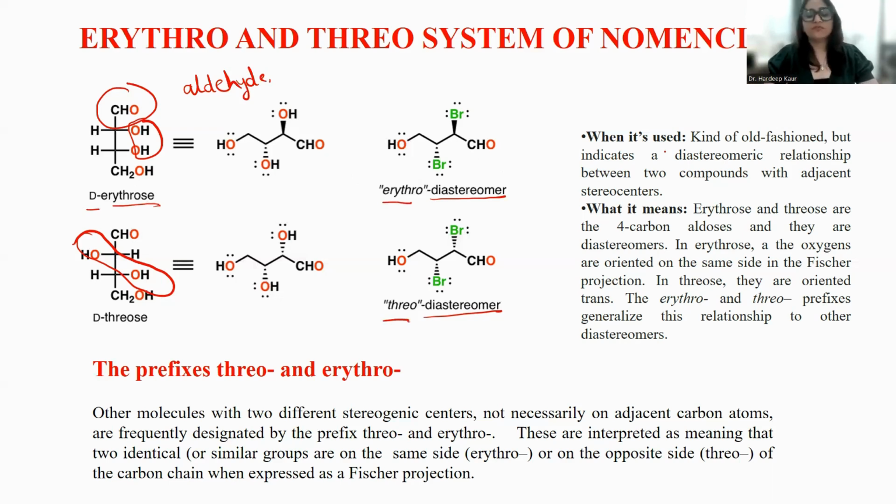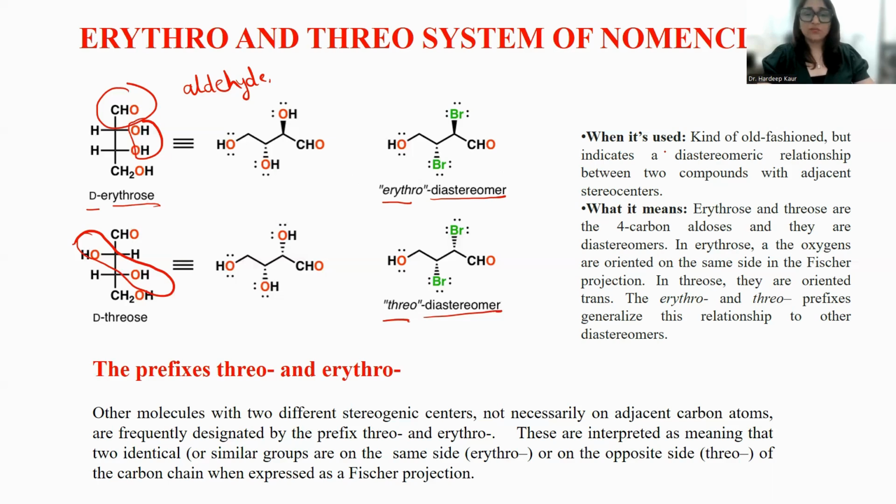The erythro and threo prefixes generalize the relationship between the diastereomers. Other molecules with two different stereogenic centers, not necessarily adjacent, are frequently designated by the prefix threo or erythro. They are interpreted as meaning that two identical or similar groups are on the same side or on the opposite side. If they are on the same side, we say they are erythro, and if they are on the opposite side, we call them threo.